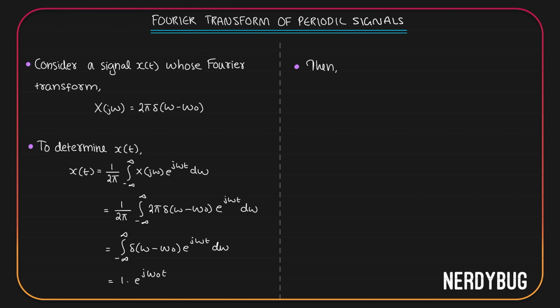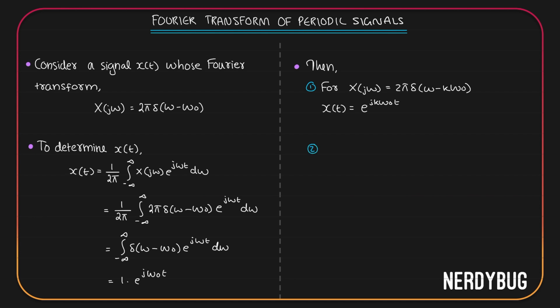Then what will be the function x of t for x of j omega equal to 2 pi delta of omega minus k omega naught? The only difference I made is instead of omega naught, I put k omega naught. So the only difference that will happen to our signal x of t will be, we'll have k omega naught instead of omega naught here. So we can write x of t will be e raised to j k omega naught t. But this is only the first question I have.